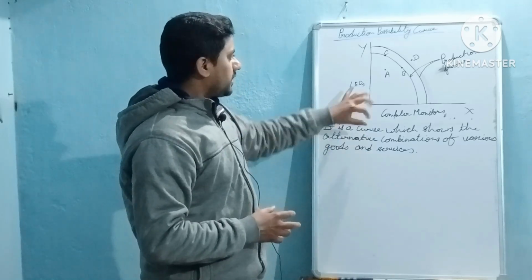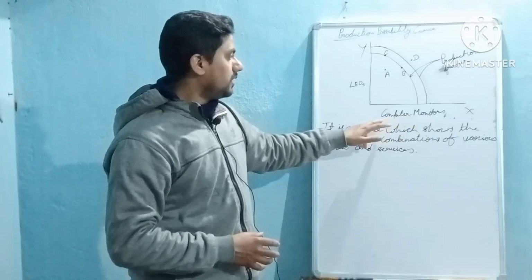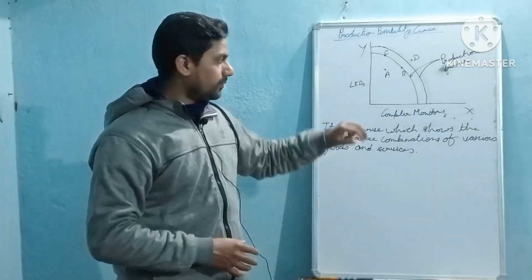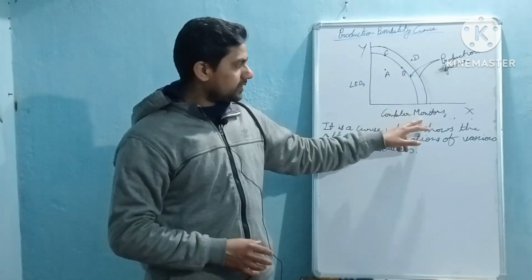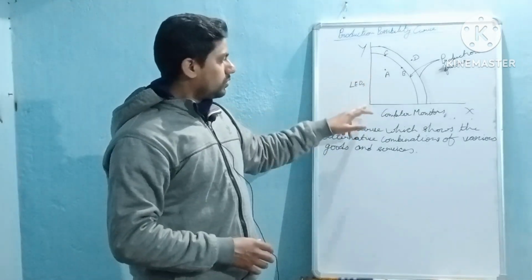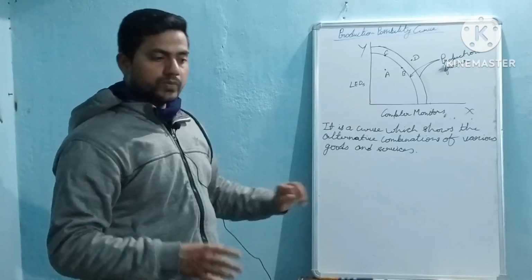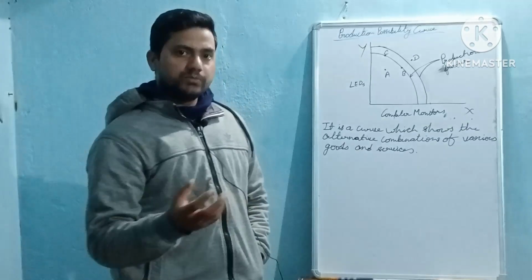Okay, so in this figure, along the x-axis are computer monitors, and along the y-axis are LEDs. If we produce more computer monitors, then we have to go down, meaning we have to decrease the production of LEDs, because we have limited resources. That means we are constrained by limited resources.